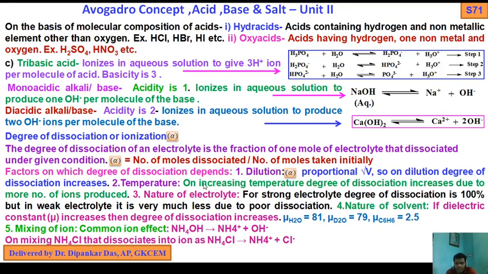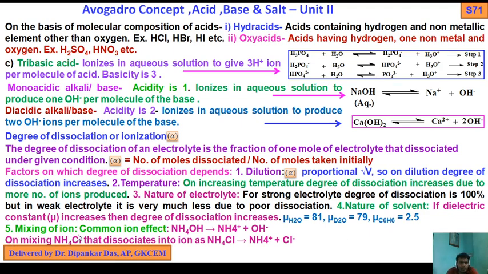Number 3, nature of electrolyte. For a strong electrolyte, degree of dissociation is 100%, but in a weak electrolyte it is very much less due to poor dissociation. Number 4, nature of solvent. If the dielectric constant increases, then degree of dissociation also increases. Water 81, D2O 79, and benzene 2.5.